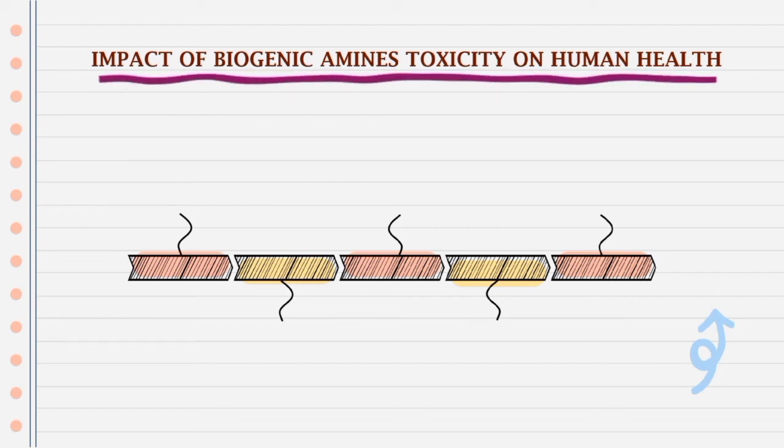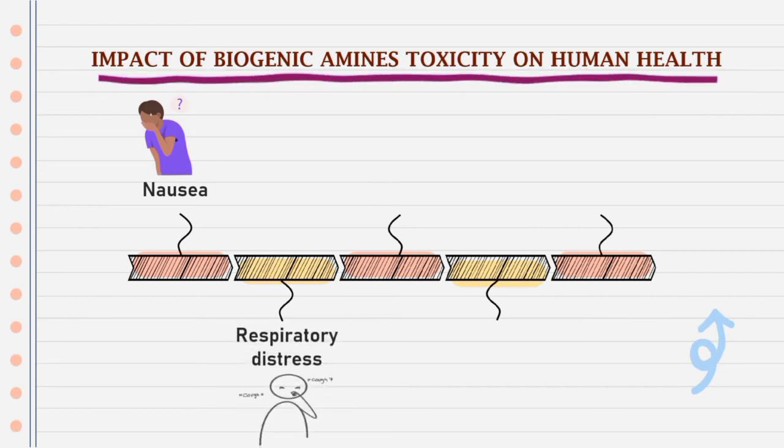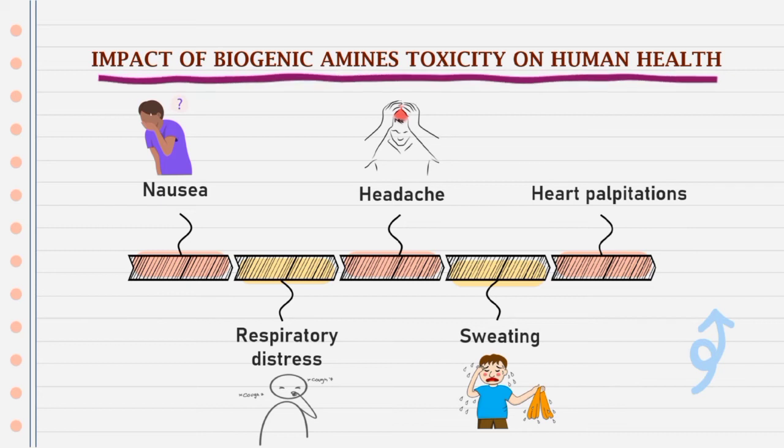High amounts of biogenic amines may produce several physiological symptoms such as nausea. Nausea occurs mostly due to consumption of fish containing high amounts of histamine. Respiratory distress. Respiratory distress occurs when fluid builds up in the tiny elastic air sacs in your lungs. The fluid keeps your lungs from filling with enough air, which means less oxygen reaches your bloodstream. Headache, sweating, and heart palpitations. Heart palpitations are feelings of having a fast beating, fluttering, or pounding heart.